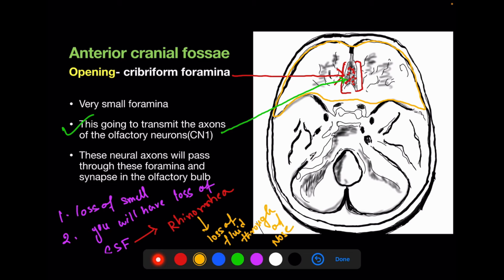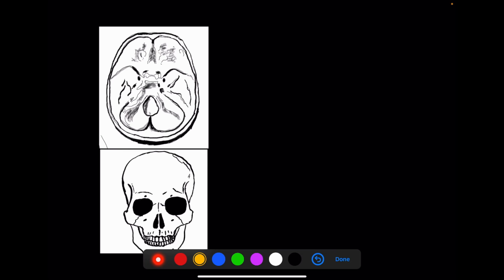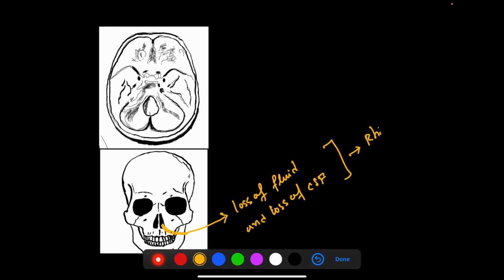We'll see in the next slide. You will find there is a loss of fluid from here, from the nose. And loss of CSF is called rhinorrhea. Rhino means nose. If you study medical terminology, then you can easily understand this. And you feel loss of smell.